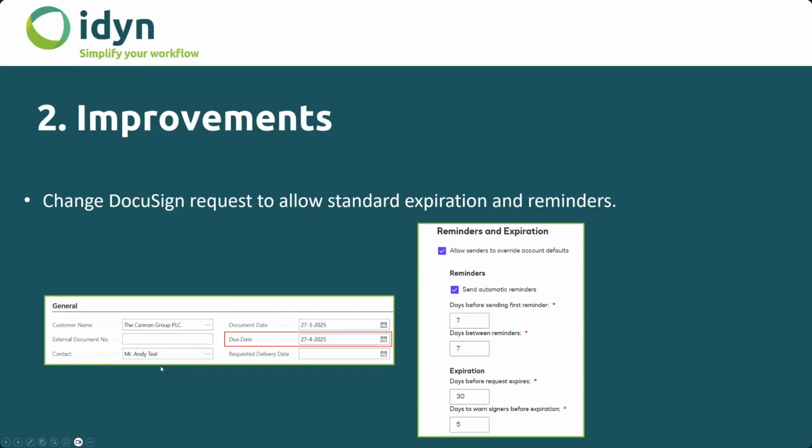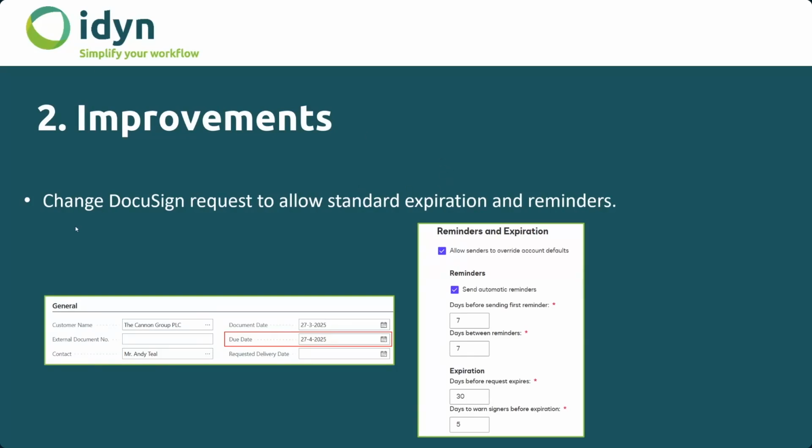One other change that we introduced that was partially already there, but didn't completely use the standard expiration and reminders is that we can now also add a custom expiration date. And if we don't use that, it will fall back to the default if we have configured that in the DocuSign portal. But if we allow the senders, so in this case ApproveIT, to override account defaults, then we can send a specific reminder for our request, or signing request.